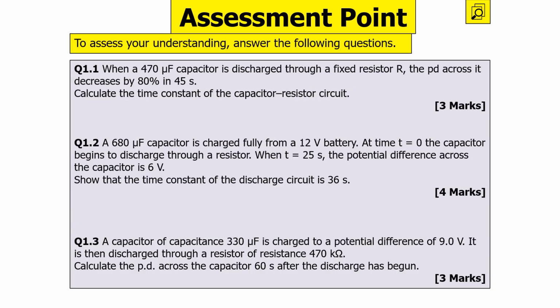The next question says, when a 470 microfarad capacitor is discharged through a fixed resistor R, the PD across it decreases by 80% in 45 seconds. Calculate the time constant of the capacitor resistor circuit.